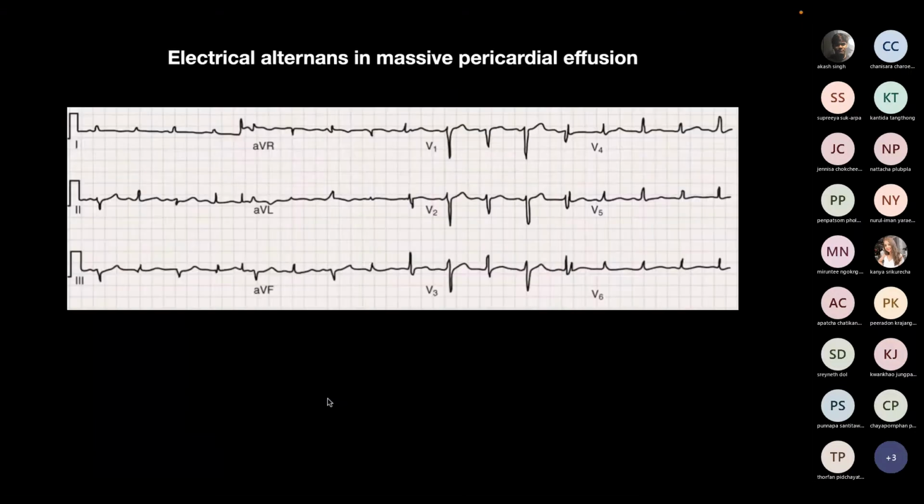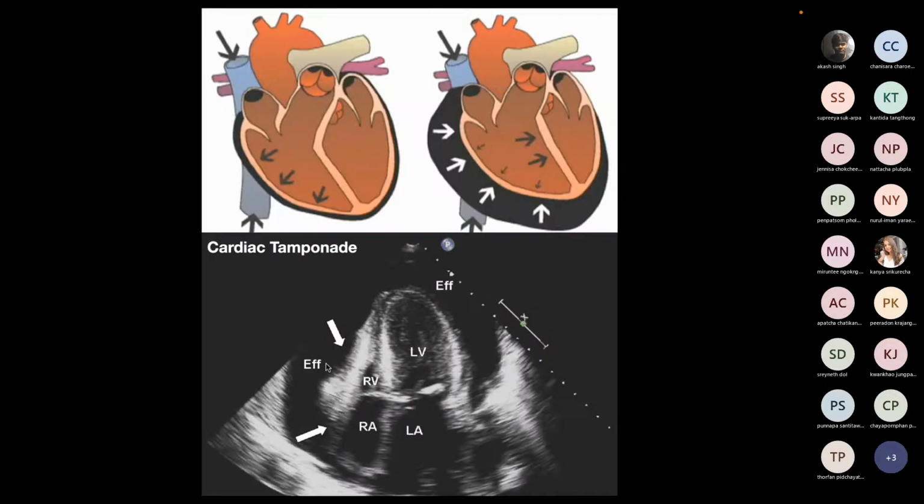The diagram will look like this first. So that's normal. Normally the pressure inside the heart can expand when the blood fills, but once the fluid becomes too large, it presses on the heart, and then it compresses the RV and also the LV. I'll show you the echo next.